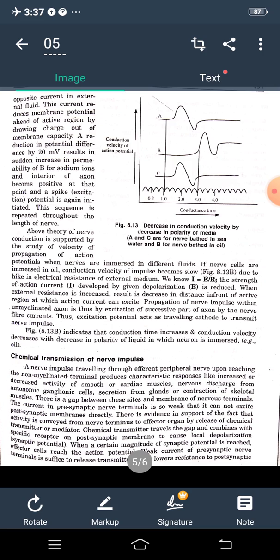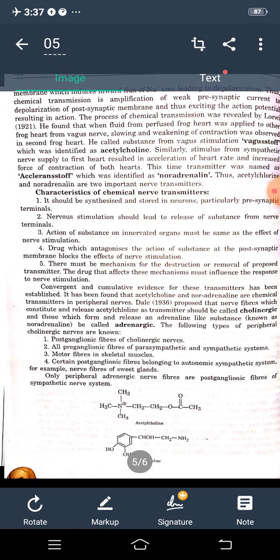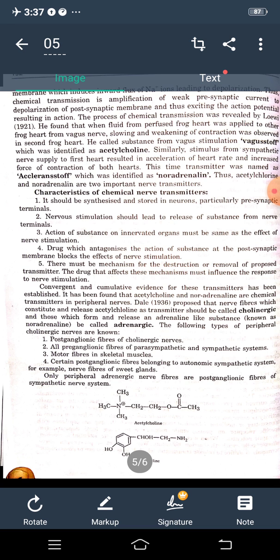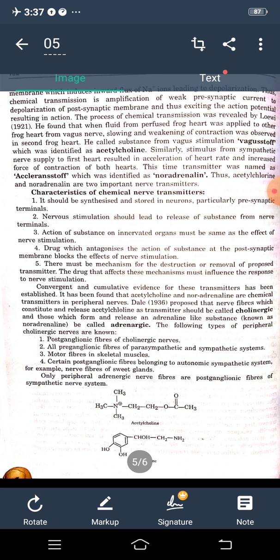So, a transmitter acts on the membrane, increasing permeability to sodium ions and leading to depolarization. Thus, chemical transmission is amplification of the weak pre-synaptic current to depolarization of the post-synaptic membrane, and thus exciting the action potential resulting in action.